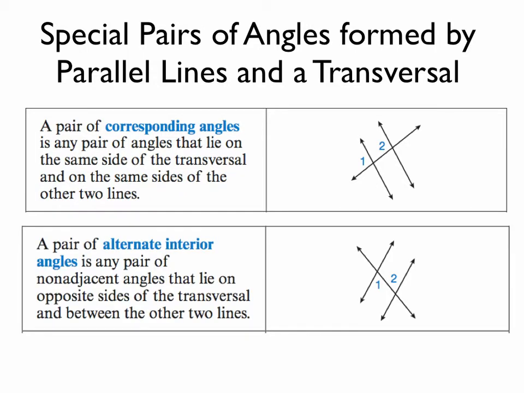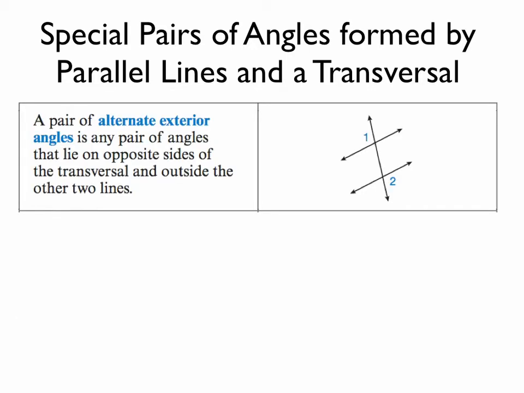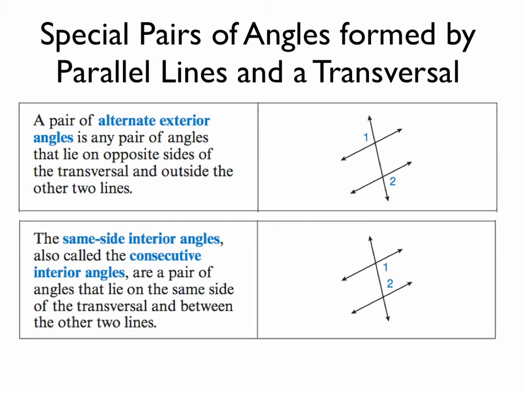Alternate interior angles are inside those two lines and on alternating sides of the transversal. One is high, one is low, one's on the left, one's on the right. Alternate exterior angles are on the outside of the two lines, and they're on alternating sides of the transversal. And same side interior angles are inside the two lines and on the same side as the transversal.